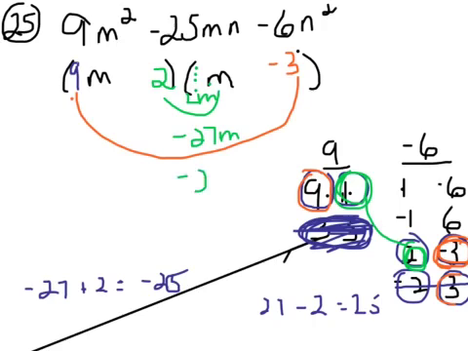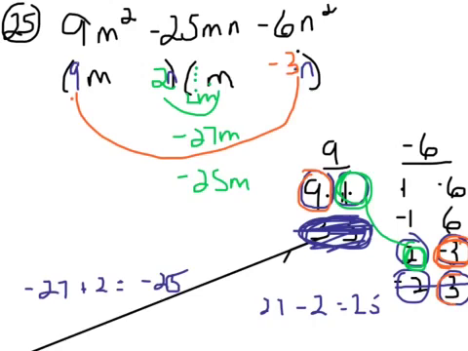That would give me a negative 25m. But wait, why isn't there an n on it? Oh, you know what? There was an n squared down here. Remember how we can kind of ignore it and then just stick it in? That 6n squared is going to come from 2n, and I'll have to squeeze that in there, times negative 3n.